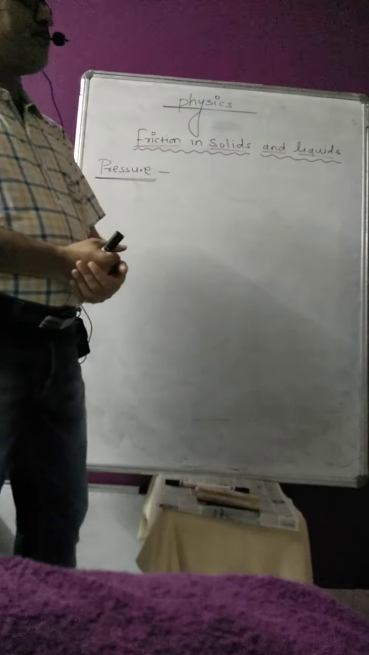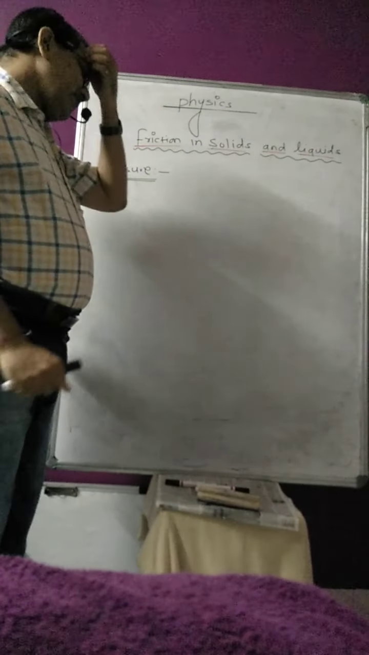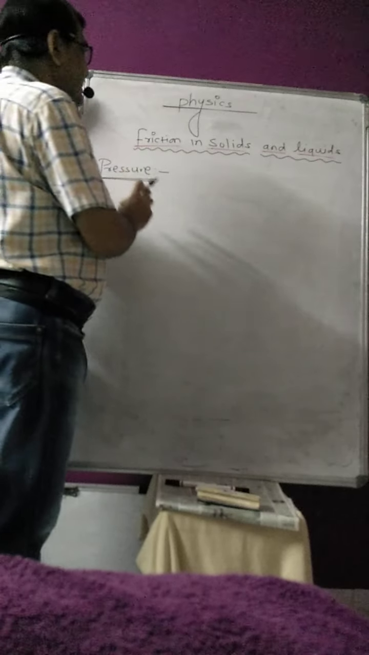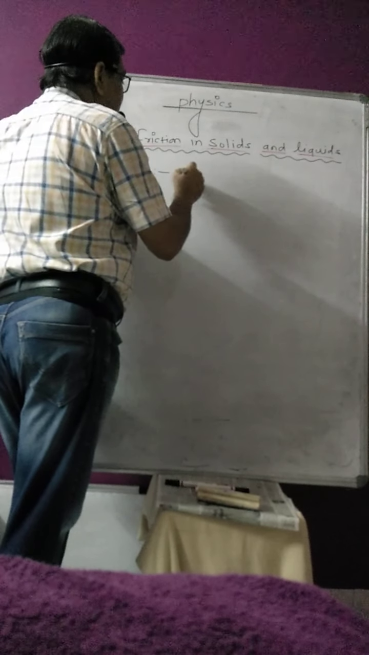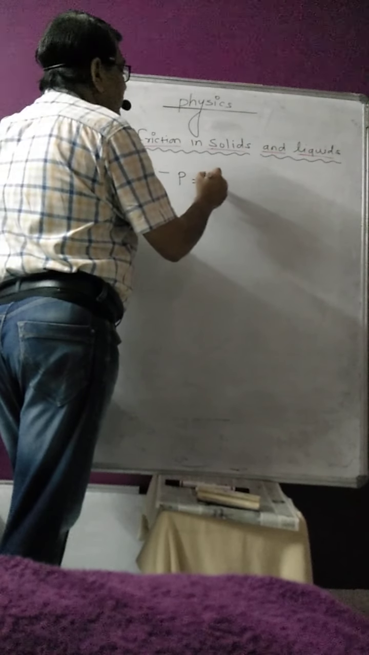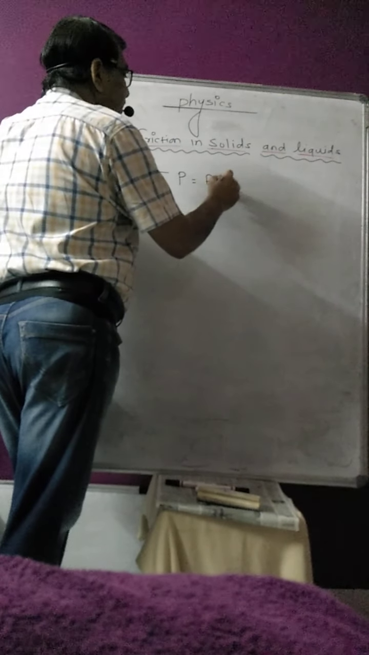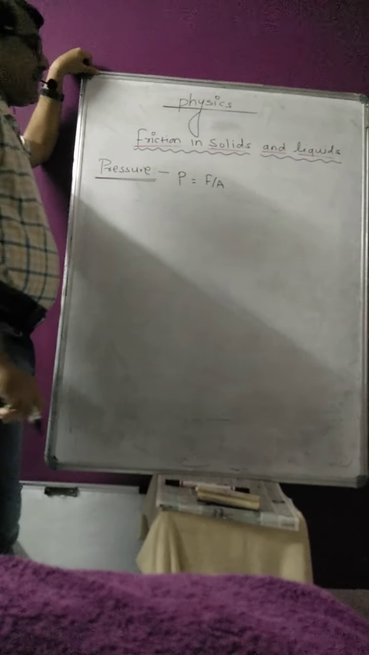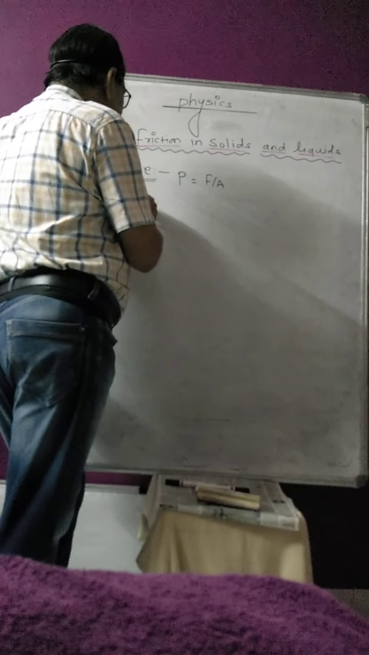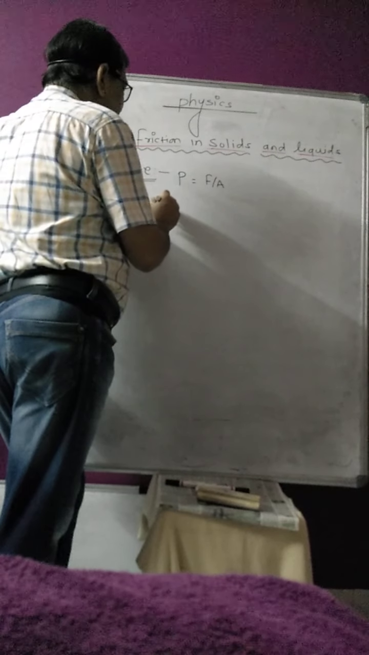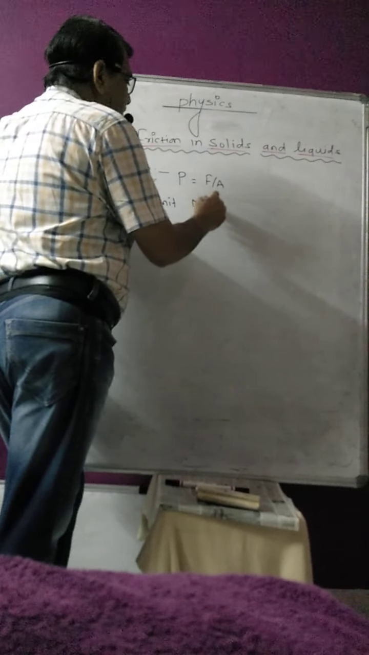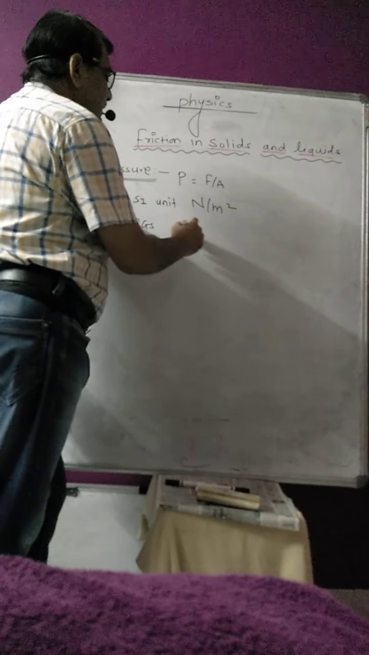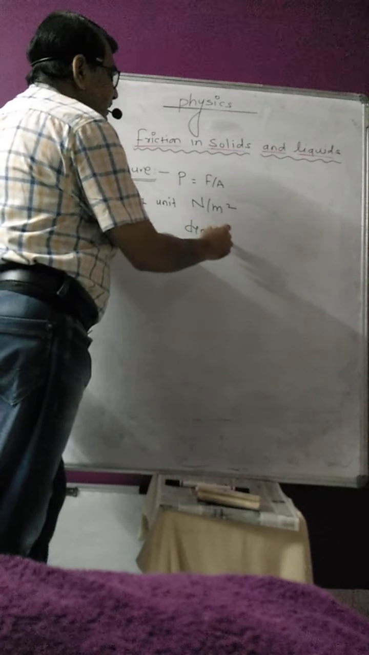But before proceeding to friction in liquids, the first point we have to learn is what exactly pressure is. Pressure is a scalar quantity, denoted by P, and defined as force exerted per unit area. Pressure is the ratio of force per unit area. The SI unit of pressure is Newton per meter square, and the CGS unit is dyne per centimeter square.